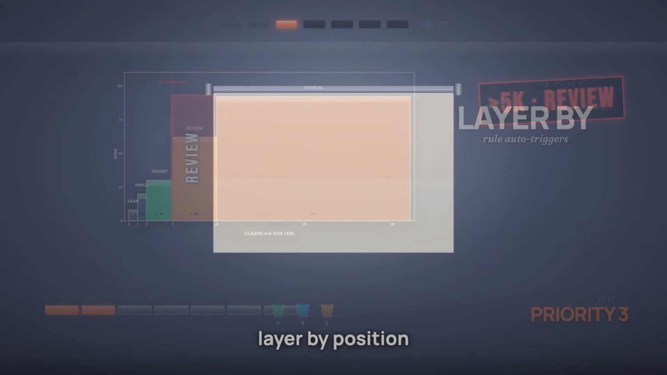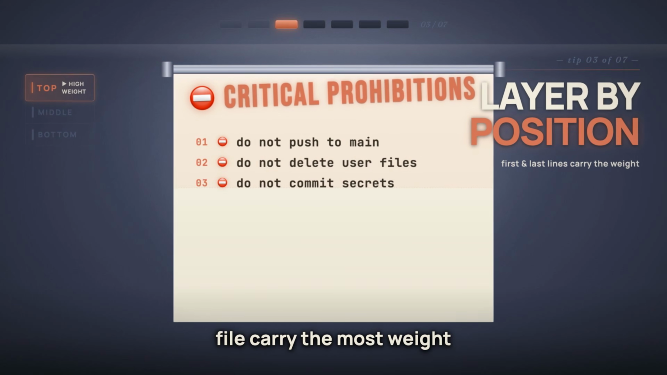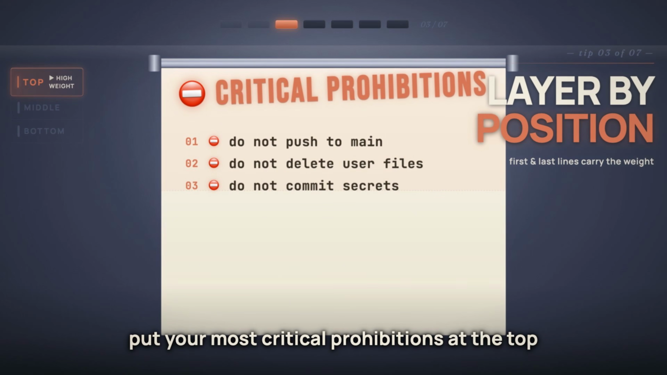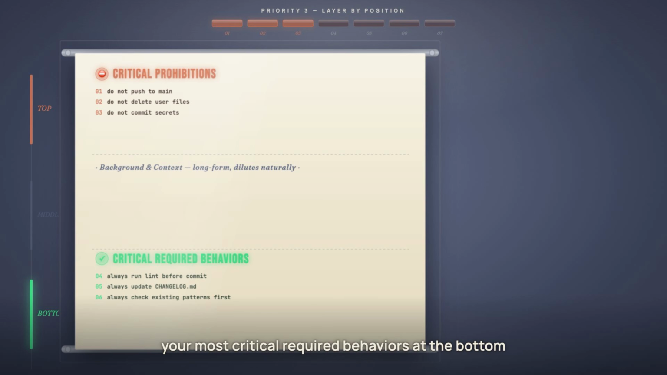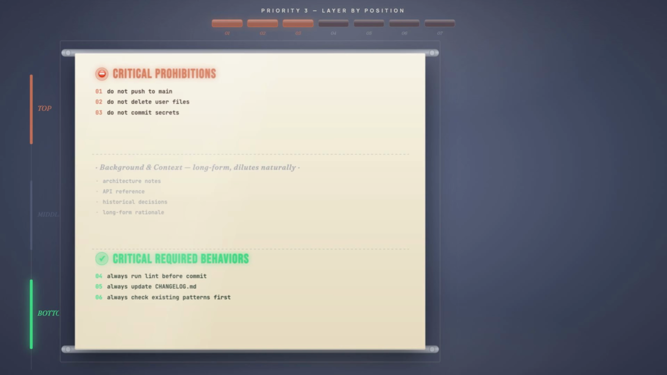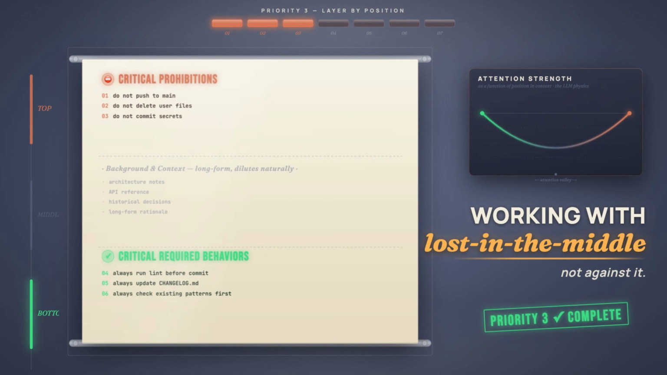3. Layer by position. Beginning and end of the memory file carry the most weight. Put your most critical prohibitions at the top, your most critical required behaviors at the bottom. Background and context go in the middle. You're working with the lost in the middle effect instead of against it.